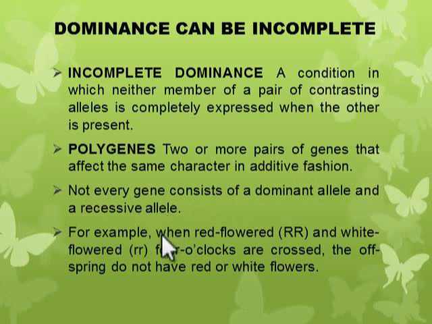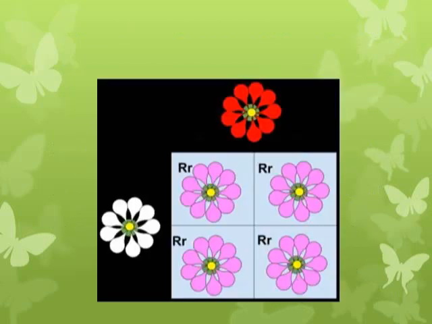So, for example, when red-flowered and white-flowered phlox are crossed, the offspring do not have red or white flowers. I will show you the picture. So this Punnett square shows incomplete dominance. The homozygous red flower has two dominant red alleles, and these are represented by the letters RR, the two big letter R. The homozygous white flower is represented by small letter r. Their offspring are all heterozygous Rr, and they have pink flowers.